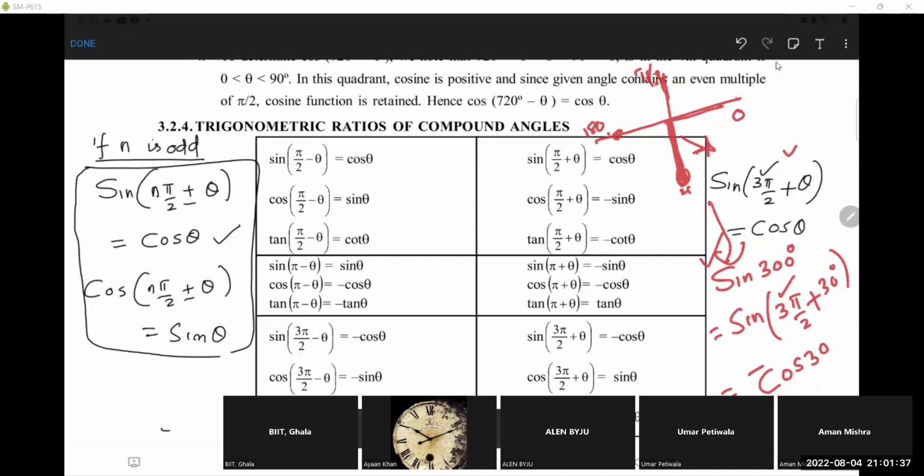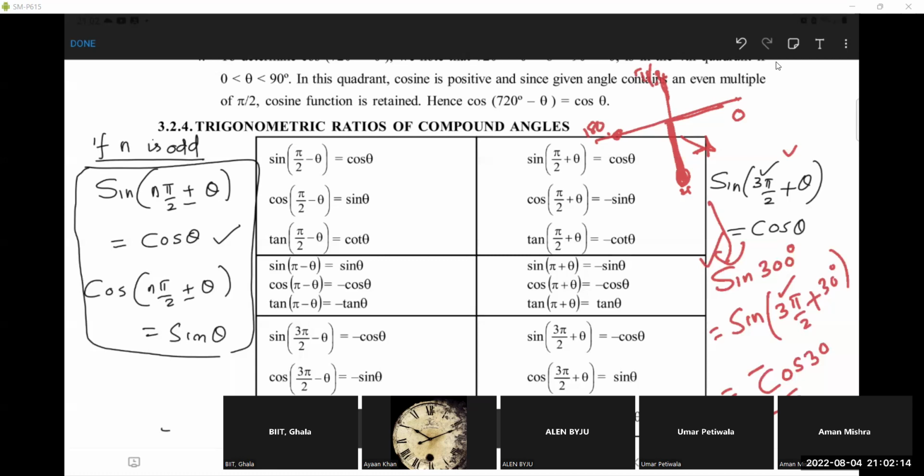And in 10th standard, you learned the value of cos 30. It is root 3 by 2, right? So I can write this answer as minus root 3 by 2. The values for 0, 30, 45, 60, 90 we learned in 10th standard. Other than these, if it is a compound angle, a multiple of 90 plus something, at that time you can find it using this idea. If n is odd, you can do it like this. Is it clear, students? Any question?